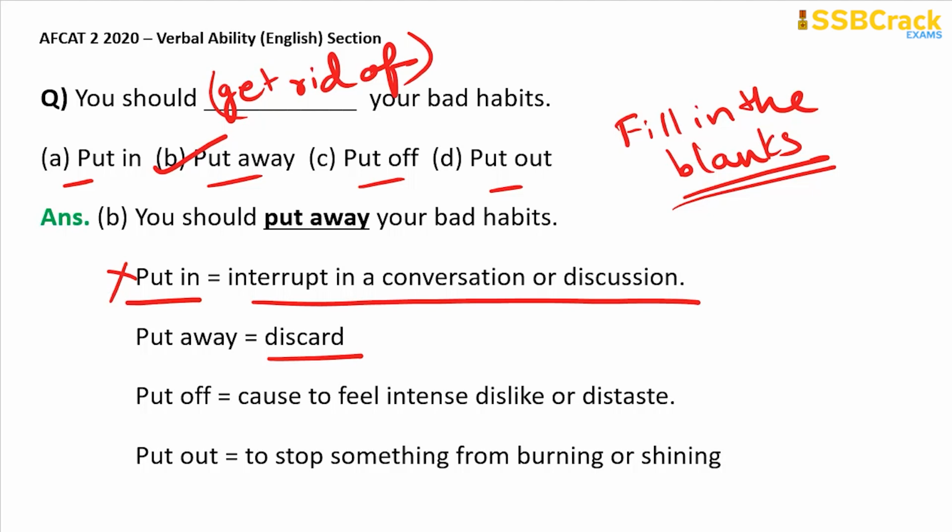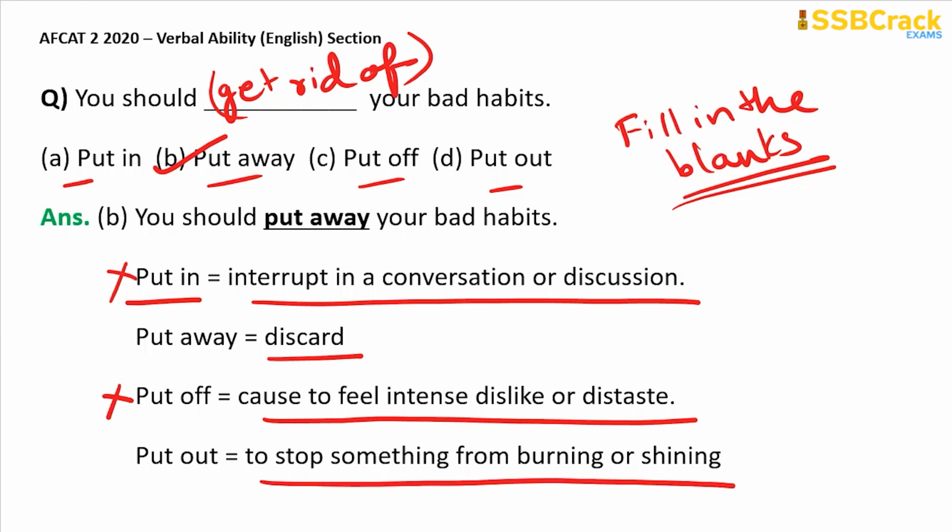Put off means to cause to feel intense dislike or distaste in someone. Again, you cannot use this in the blank in the question. Put out means to stop something from burning or shining. For example, putting out the candle or putting out the light. Again, put out is not an appropriate phrasal verb in this sentence. So the most appropriate phrasal verb is put away, and that is option B. So you should put away your bad habits, right?